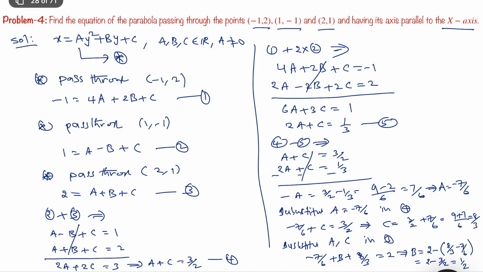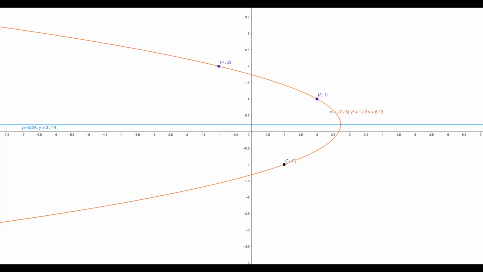Now we have a, b, c. So let me write down the equation of the parabola. It is going to be x equal to minus 7 by 6 y square plus 1 by 2 y plus 8 by 3. So this is the equation of the parabola passing through the points minus 1 comma 2, 1 comma minus 1 and 2 comma 1, and whose axis is parallel to the x axis.